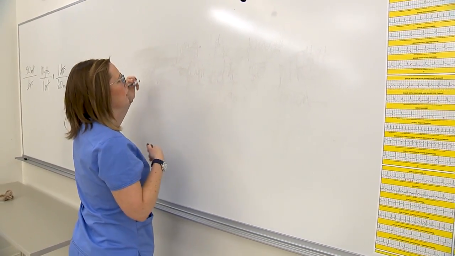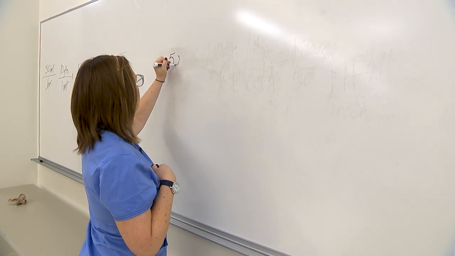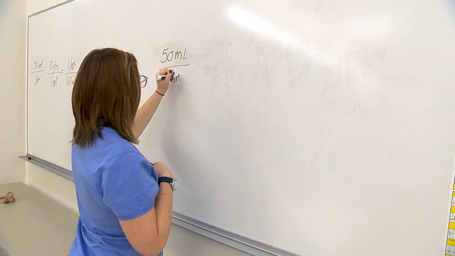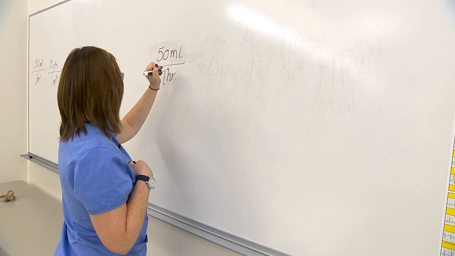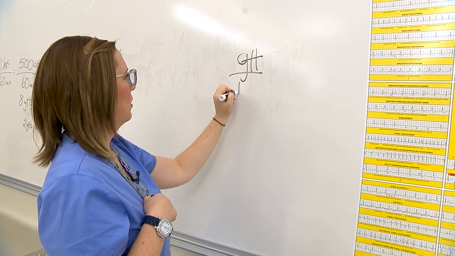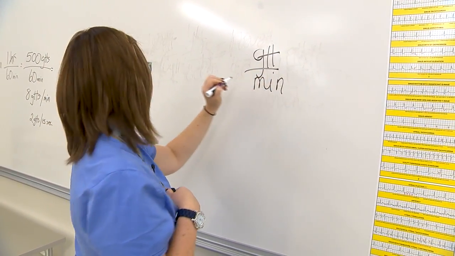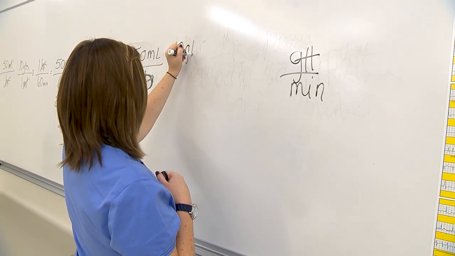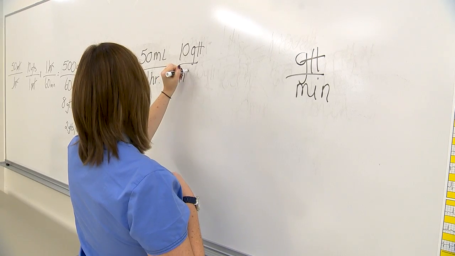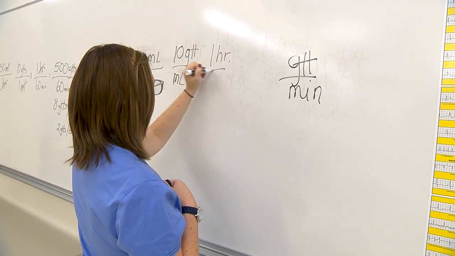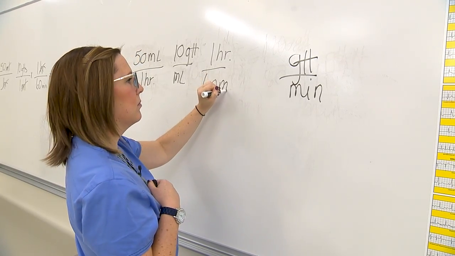Okay, so our order was for 50 mLs over an hour. And we need to calculate drips per minute. Okay, so we knew that our tubing was a drip factor of 10 per mL. Then we need to do 1 hour over 60 minutes.